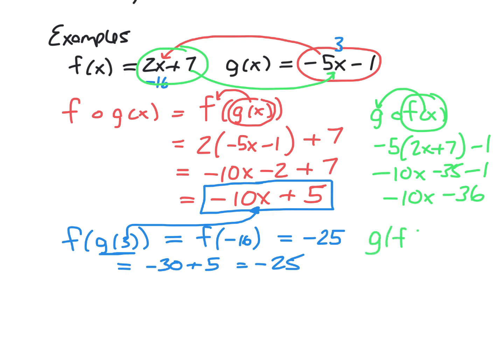So showing what this means again, if you do g of f of 2 and you do f of 2 first, putting 2 in for f, you would get 11. And putting 11 in for g, you'd have negative 55 minus 1, or negative 56. Now, if you just put 2 directly into this rule that we just found, you would also get negative 56.